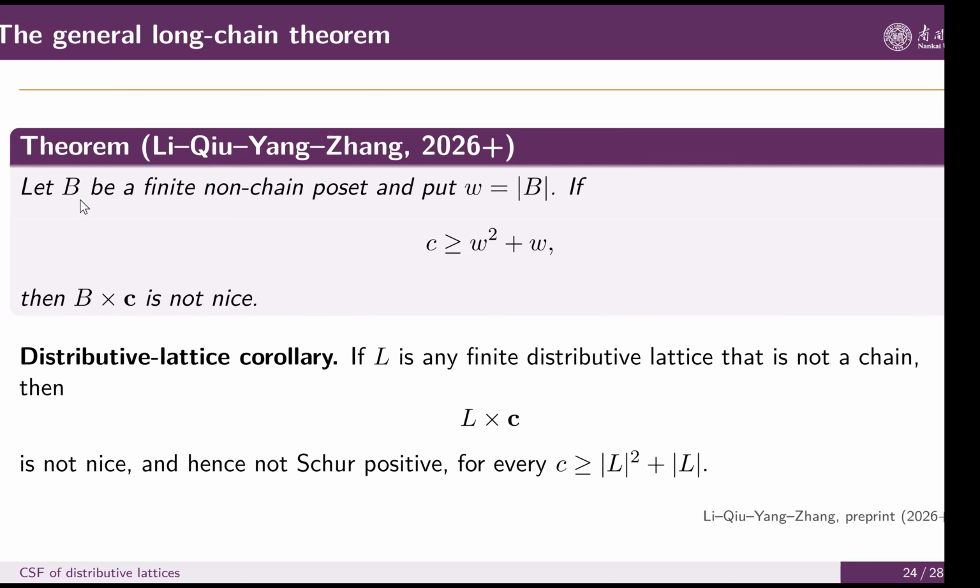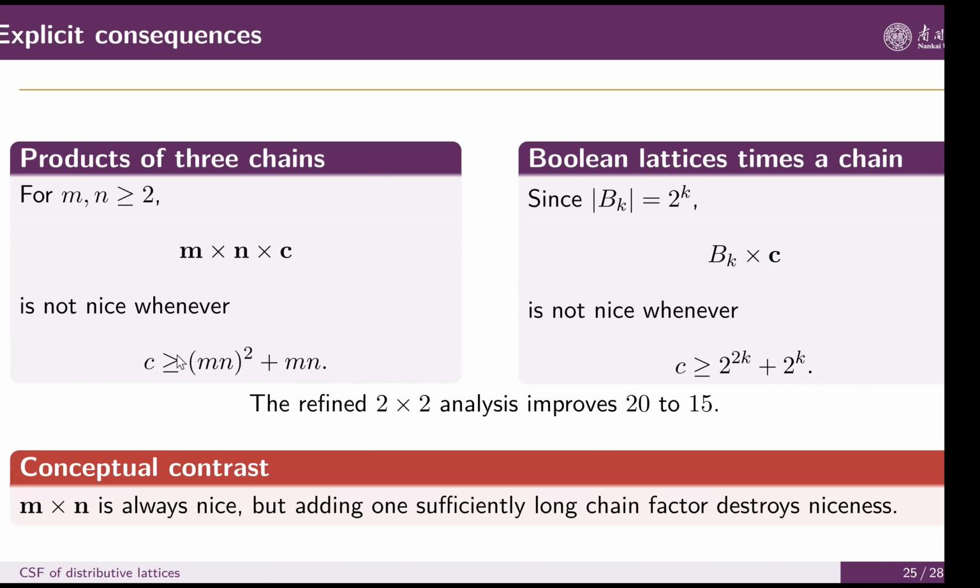And for this result, B is not required to be a distributive lattice. It only needs to be a non-chain poset, because we need to have a width of 2. And if you look at the m times n times c, the three-dimensional chain product case, when c is greater than or equal to this number, it's already not nice. And also, if you look at the Boolean lattice 2 to the k, this B_k times c is also not nice when c is big enough. So these are just straightforward consequences.